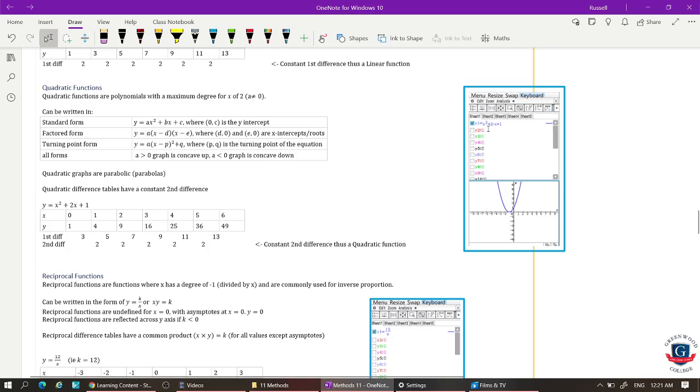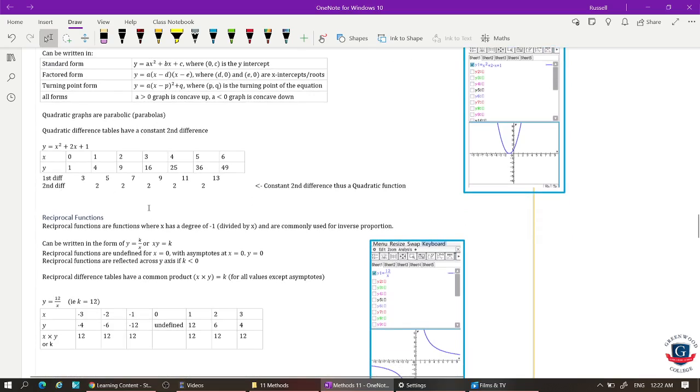Over here we have y equals x squared plus 2x plus 1. It's concave up. It has a turning point of negative 1, 0, and a y-intercept of 0, 1. Now, if we put a quadratic equation into a difference table, remembering that a difference table is something where x increases by 1, the first difference is found by finding the difference between the y values. The second difference is found by finding the difference of the differences between the first differences. If this is constant, that's indicative of a quadratic equation.